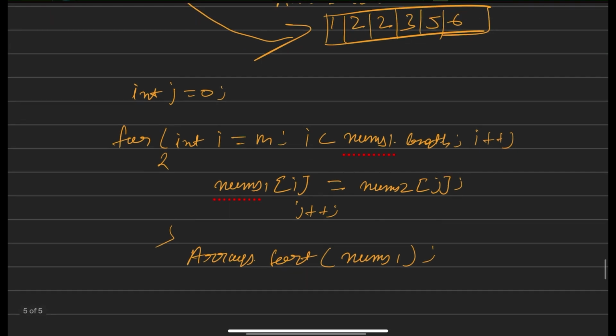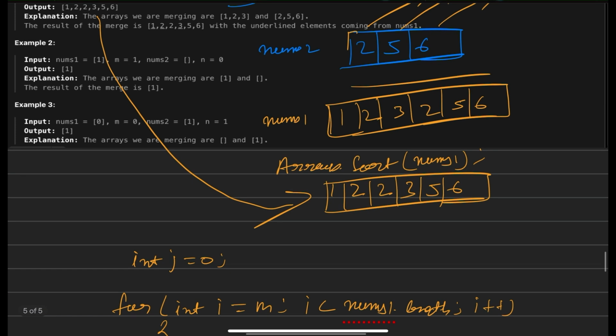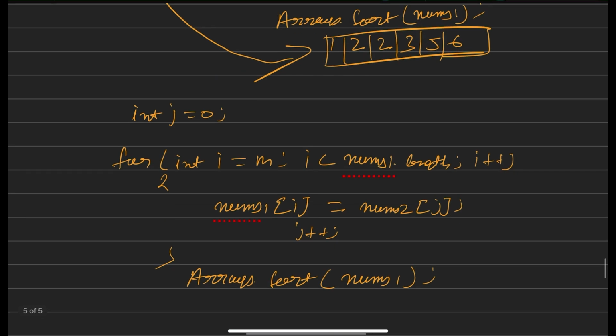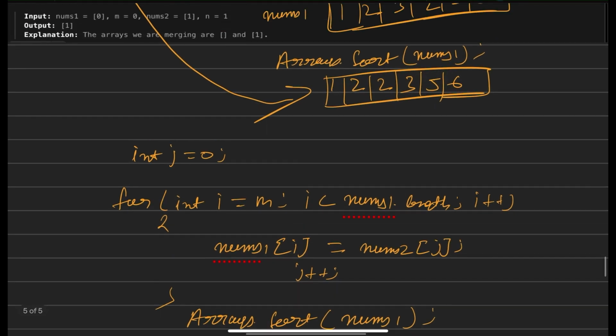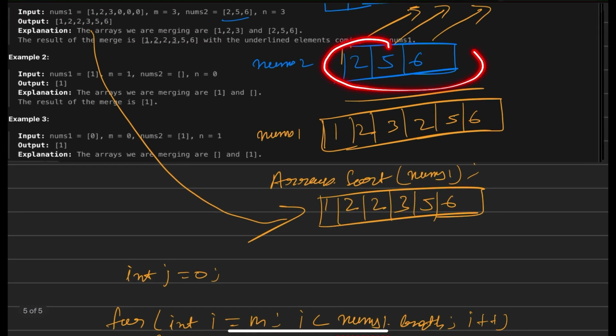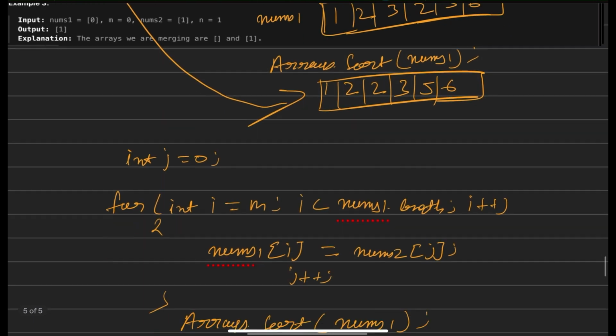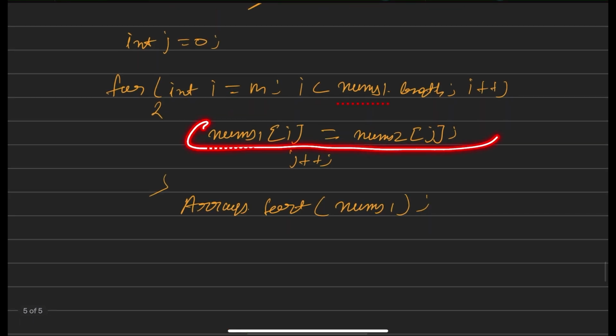So this is the logic. I run a loop from i equal to m, i less than nums1.length, because I want to iterate from here to here. After that, I store every number of nums2 into nums1 using this line. After that, I just sort my nums1 array.